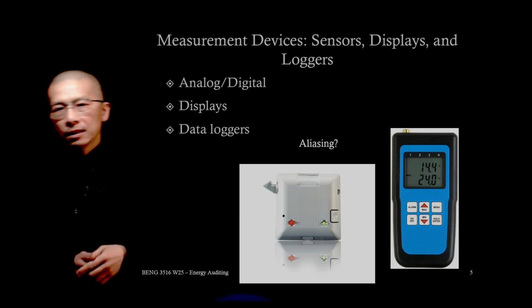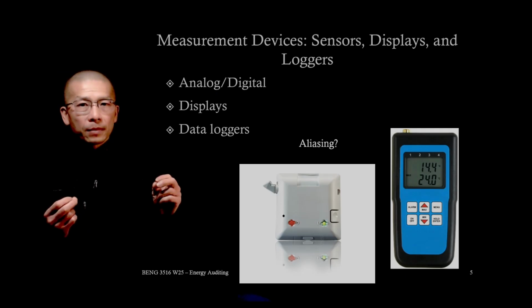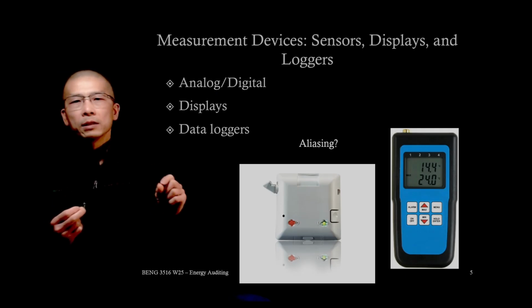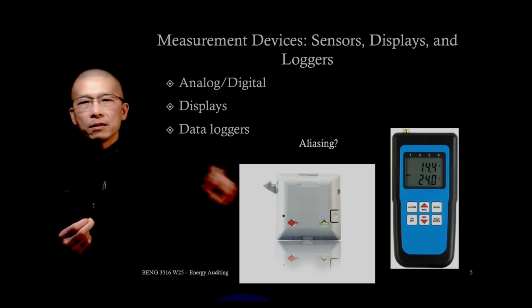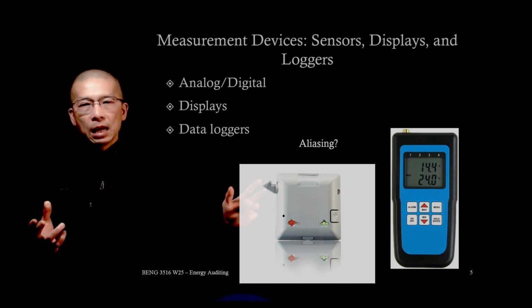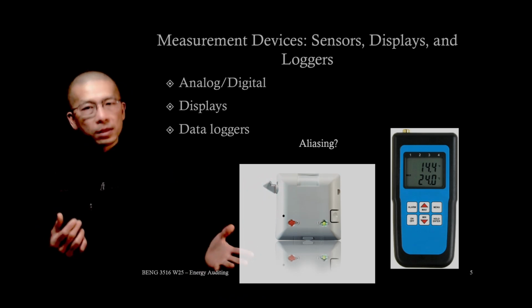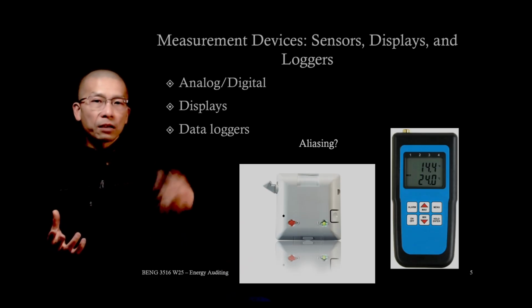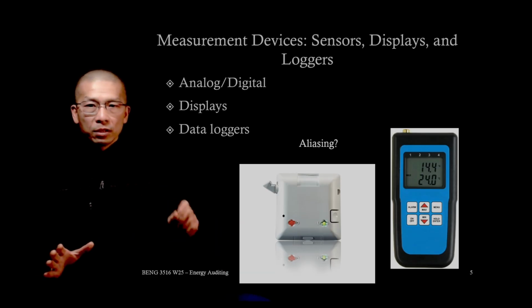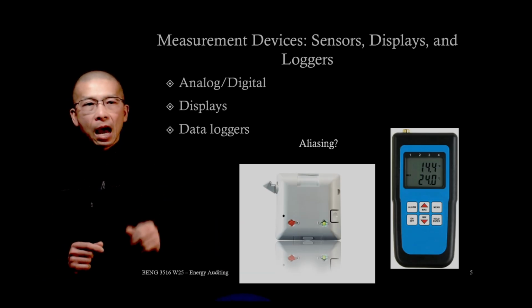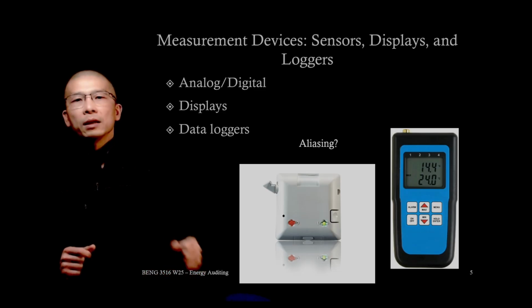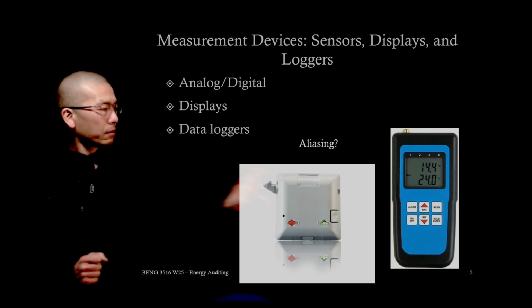Aliasing: if you set a logger to record, say, every 15 minutes, but a pump cycles on and off every 5 minutes, you might miss the cycle entirely. So this is why sampling rate, how often we sample, is the most important setting on this kind of device.